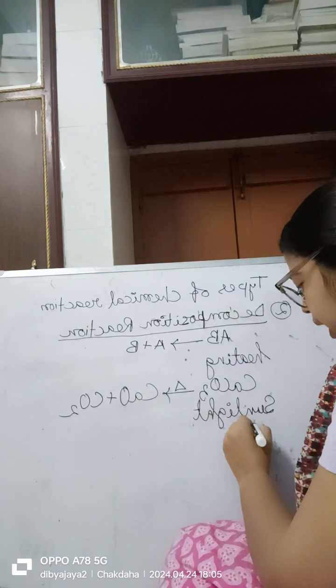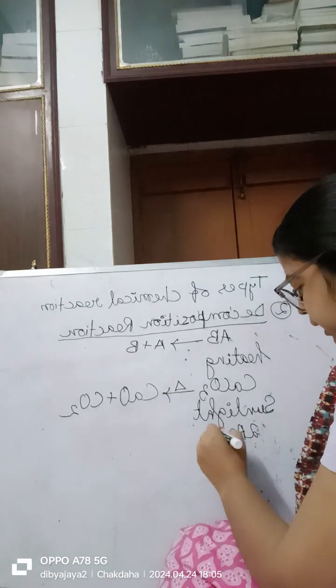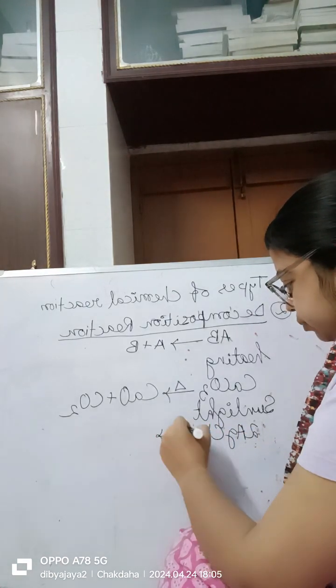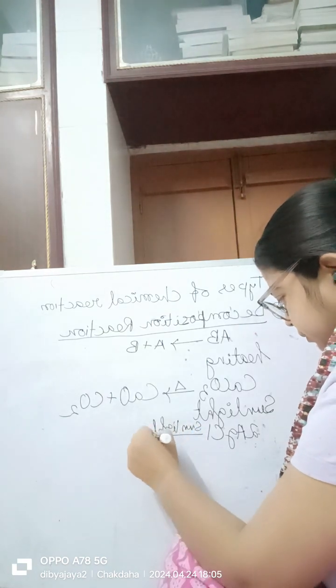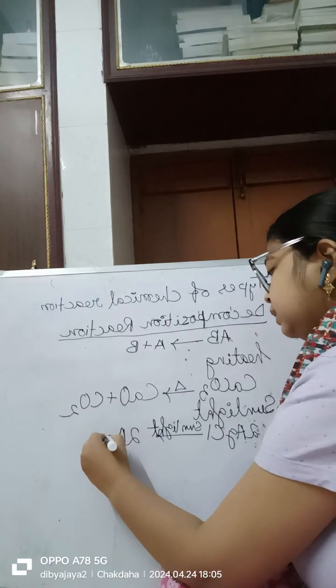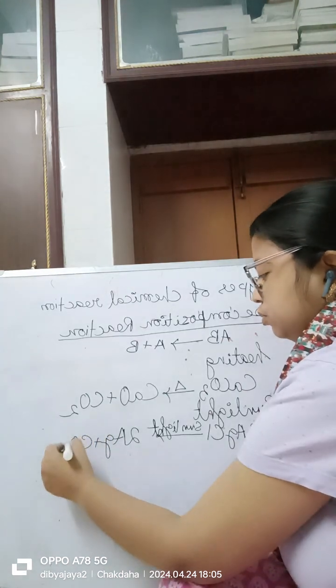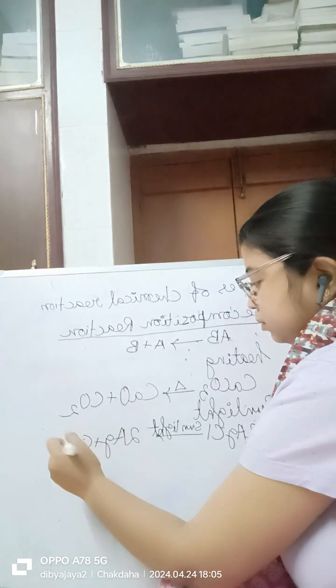Due to sunlight, decomposition can happen. 2AgCl decomposes in sunlight to 2Ag plus Cl2.